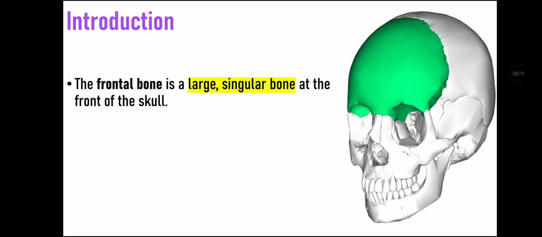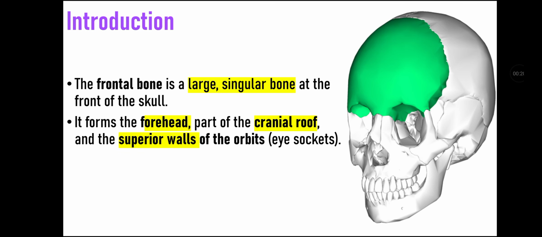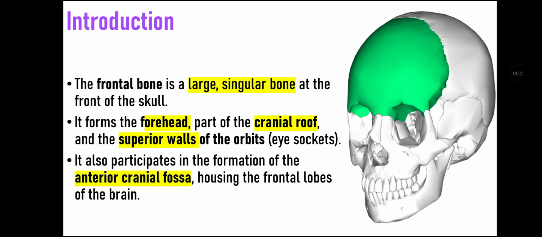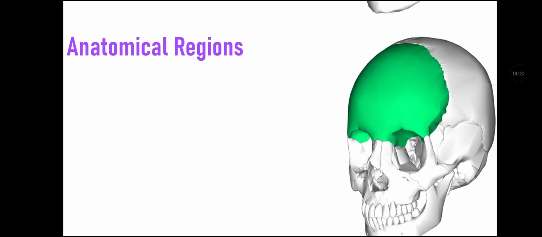Frontal bone is a large singular bone at the front of skull. It forms the forehead, it forms a part of cranial roof, and it also forms the superior walls of orbits. It also participates in formation of anterior cranial fossa that house the frontal lobes of brain.